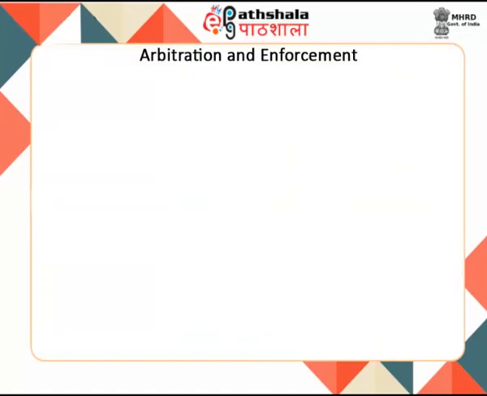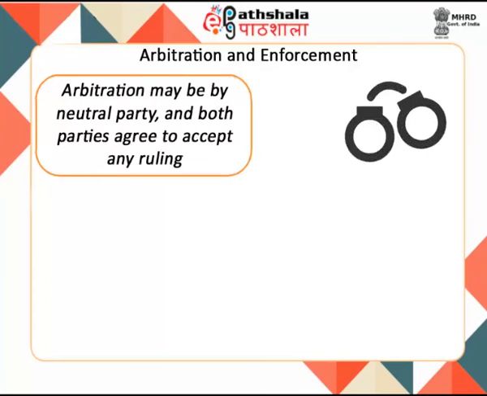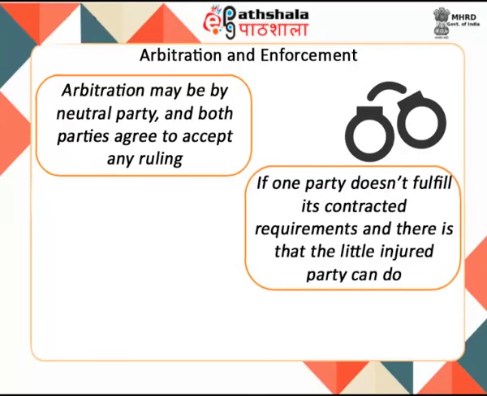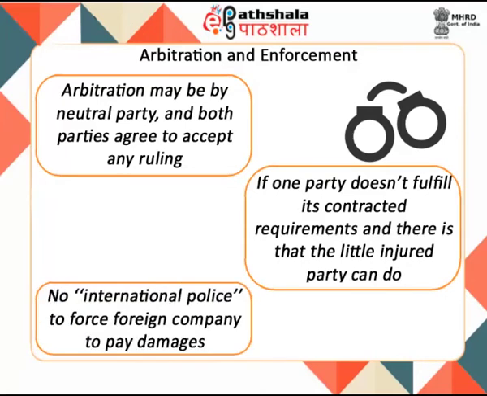There is no body of international law in the strictly legalistic sense. The key is to evaluate an international contract and to determine which country's law will apply and where any conflicts will be resolved. Arbitration and enforcement. Arbitration may be by a neutral party, and both parties agree to accept the rulings. However, if one of the parties does not fulfill its contracted requirements and does not respond to or accept arbitration, there is little the injured party can do. There is no international police to force a foreign company to pay damages.